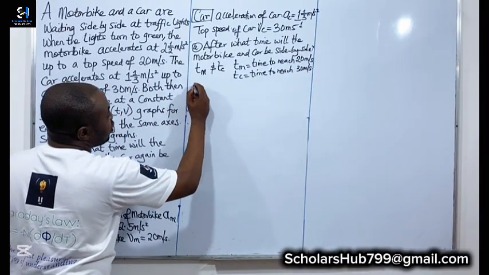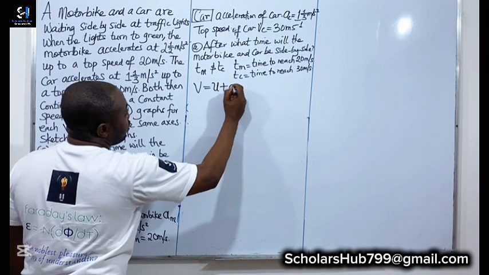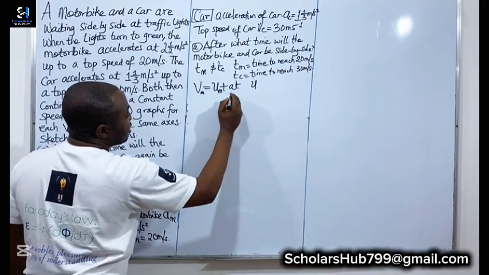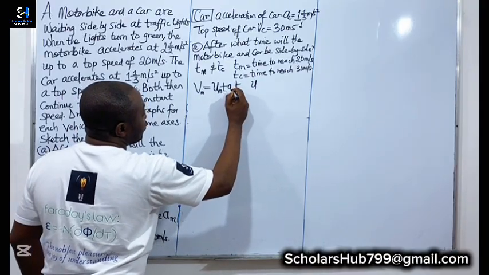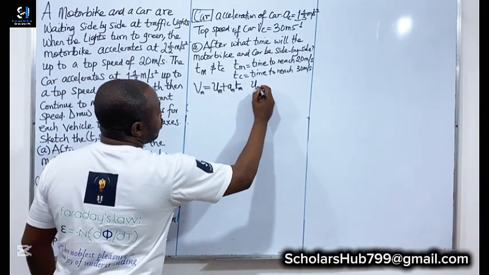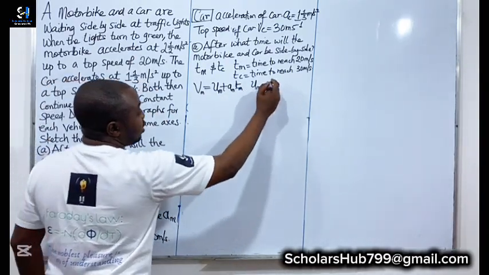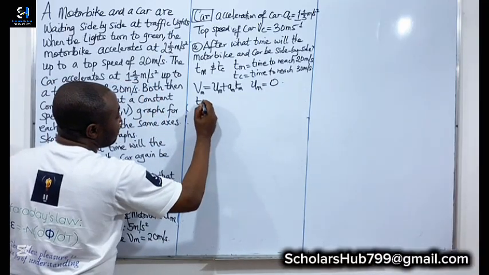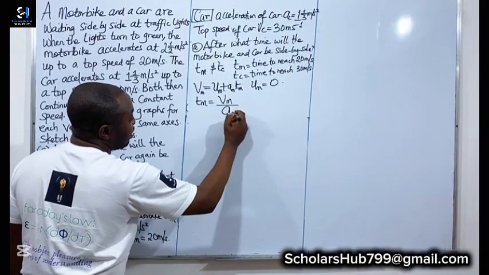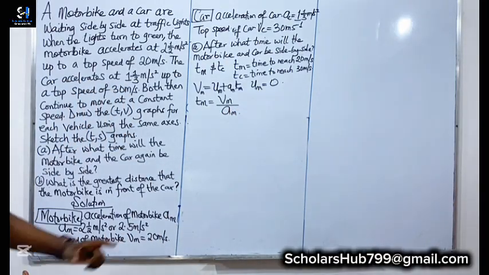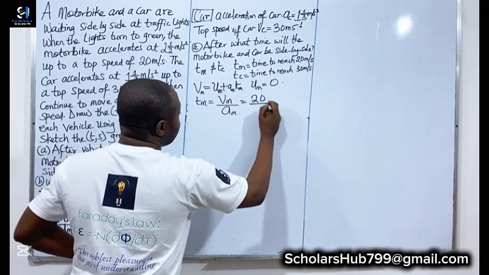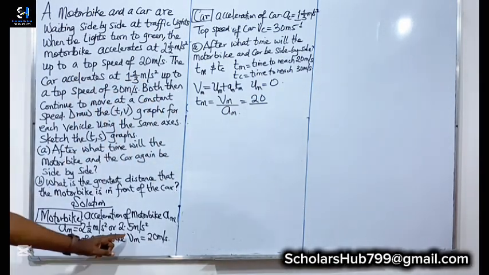To calculate this time, we know from v equals u plus at. So if I put M subscript, this is the acceleration of the motorbike, and we want to calculate the time of the motorbike. The initial velocity of the motorbike will be 0. So the formula for t in this case will be the velocity of the motorbike divided by the acceleration of the motorbike. The velocity of the motorbike, which is what we have here, is 20. So we have 20 divided by the acceleration of the motorbike, which is 2.5.